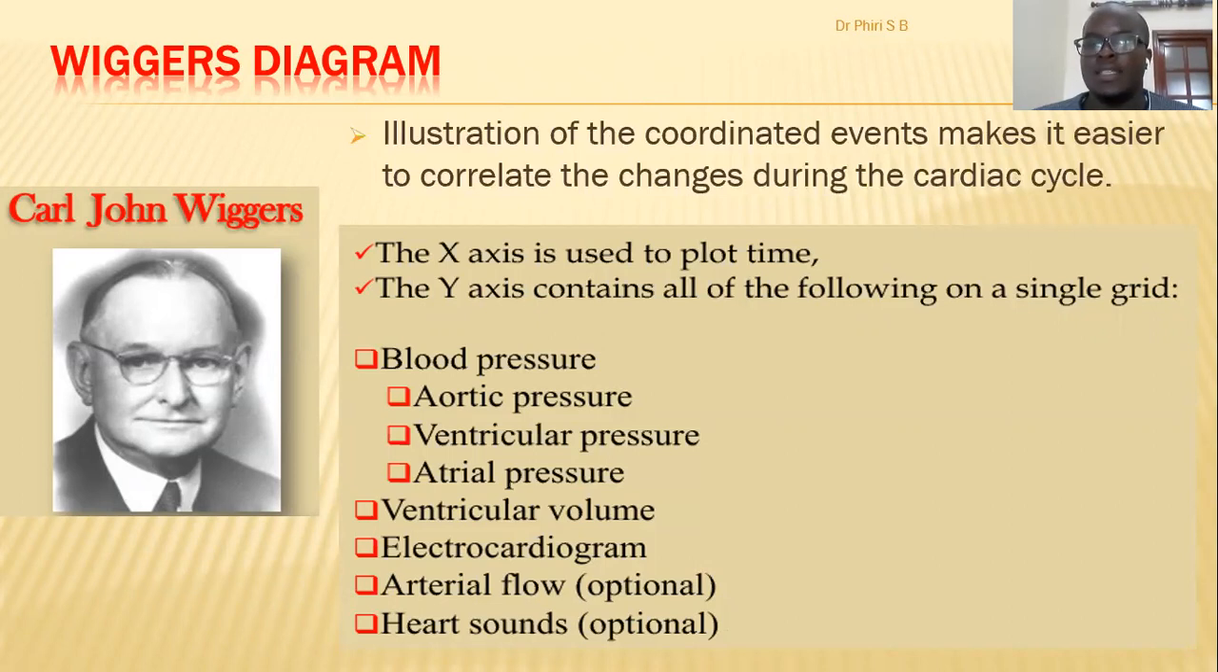So Wiggers is the one that illustrated the relationship between events that are taking place within the heart and the ECG. So he made a plot whereby the x-axis was used as time, and the y-axis contains a lot of things. So within this plot, you have the x-axis where you have time. Then the y-axis has a lot of things to relate all these things that are taking place within the heart.